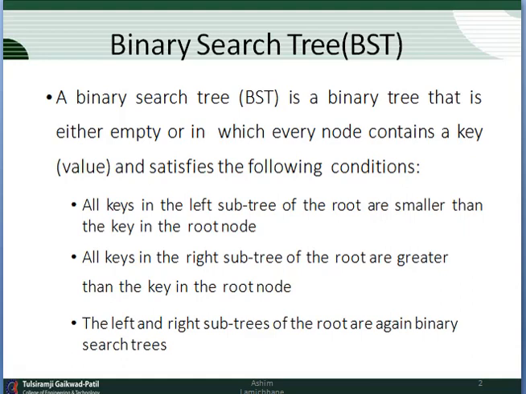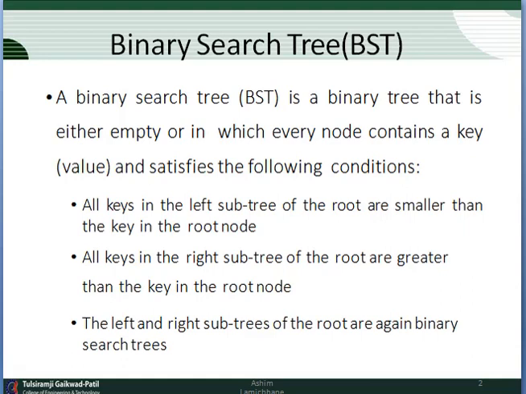Second condition is that all the keys or elements in the right subtree of the root are greater than the value which is there as the root node. As if we are discussing a virtual example, the root node has the value say 10. All the values on the right hand side of the root node should be more than the root node, that is, should be more than 10.